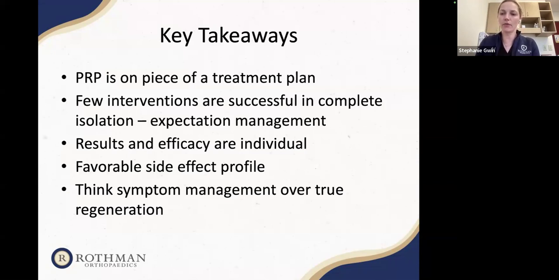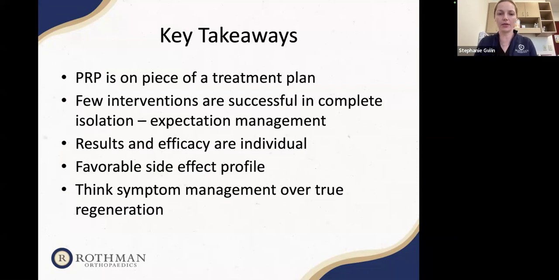And again, the takeaway for PRP is I want you to think symptom management over tissue regeneration. So our goal is to get your symptoms down. We don't follow imaging studies to see if it's improved because, truthfully from our end, if you're back doing what you want to do and your pain is down and you're sleeping at night, it doesn't matter to me what the tendon looks like on an MRI.